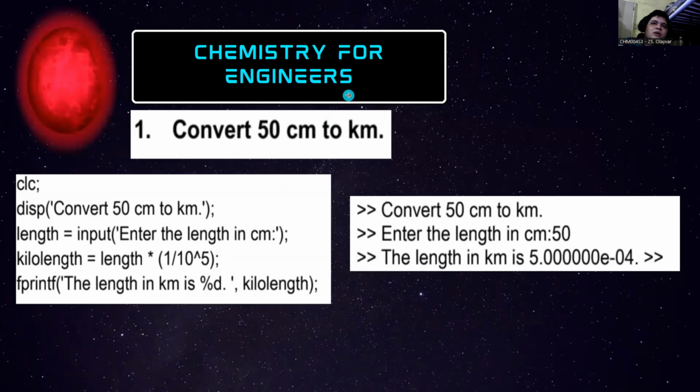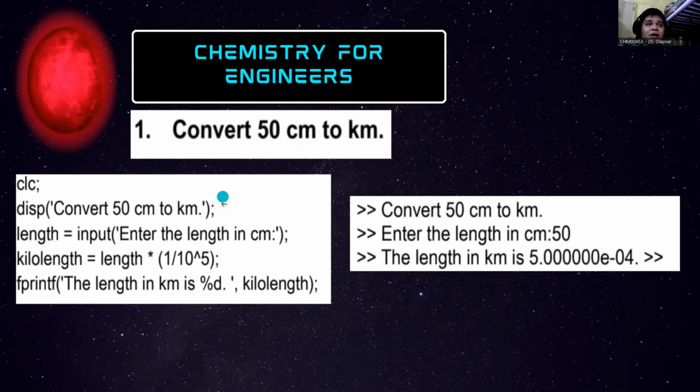After that, we finished discussing momentum transfer, and now we will go and discuss chemistry for engineers. We have the first project, which is the conversion of length, which we see here: convert 50 centimeters into kilometers.